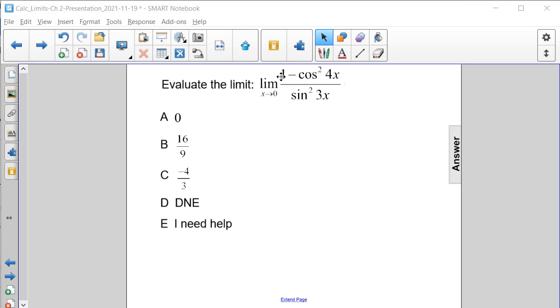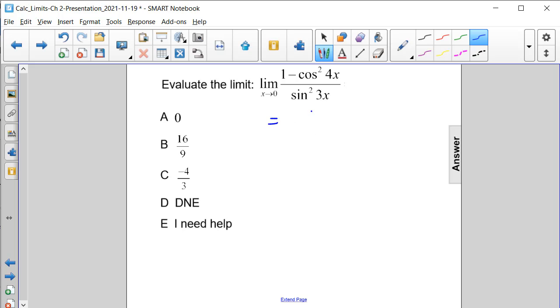The first one that I see is 1 minus cosine squared of 4x. Well, because of the Pythagorean identity, sine squared 4x plus cosine squared of 4x is equal to 1, and then subtracting cosine squared of 4x from both sides, we can replace 1 minus cosine squared of 4x with sine squared of 4x. And then in the denominator, we still have sine squared of 3x.